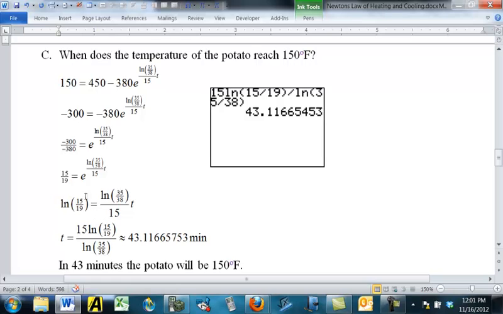Take the logarithm there, rewrite it as a log. Log of 15/19 equals the power. Multiply by 15 and divide by this log over here, and we get t is 15 times the natural log of 15/19 divided by natural log of 35/38. And that's what I've got typed over here in the computer calculator screen. And that turns out to be 43.1166, whatever. So about 43 minutes, the potato will be 150 degrees.